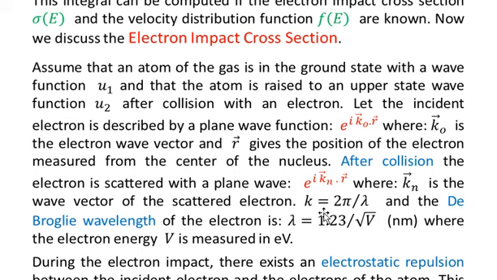and k in both cases is equal to 2 pi over lambda, where lambda is the de Broglie wavelength of the electron and is found from the expression lambda equal to 1.23 divided by the square root of V. For lambda to be in nanometers, it is required that the electron energy, capital V, be measured in electron volts. So if you insert the electron energy in electron volts here, you can compute the de Broglie wavelength of the electron.